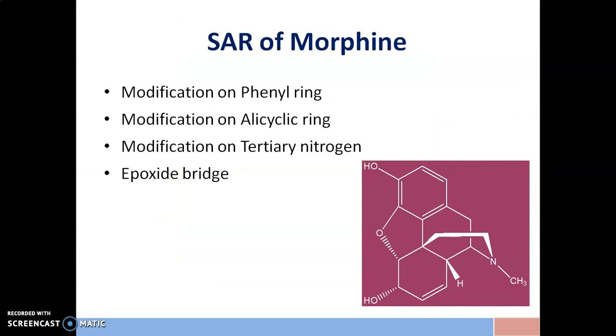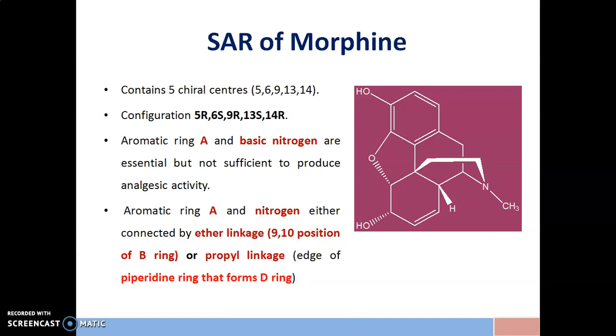Now let us discuss the SAR of morphine. SAR of morphine can be discussed in 4 parts. That is, first is modification on phenyl ring, second is modification on alicyclic ring, third is modification on tertiary nitrogen, and fourth is epoxide bridge. Let us discuss this one by one.